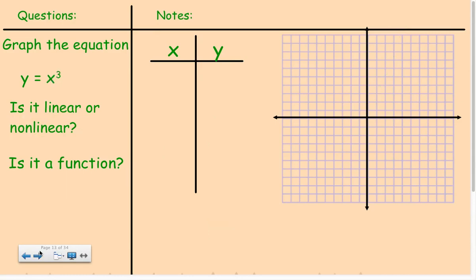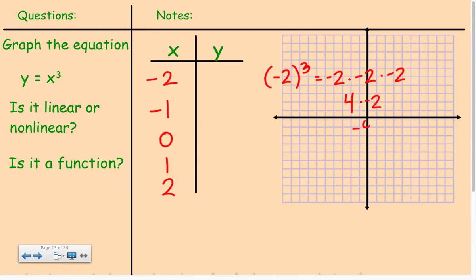All right, x to the third power, -2, -1, 0, 1, and 2. So -2 to the third power is like -2 times -2 times -2. So -2 times -2 is 4. 4 times -2 is -8. -1 to the third power, -1 times -1 times -1. -1 times -1 is 1. 1 times -1 is -1.